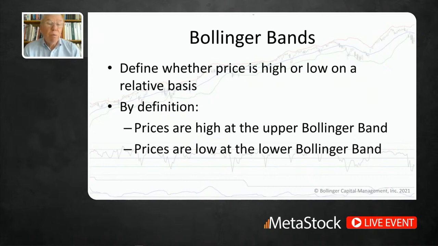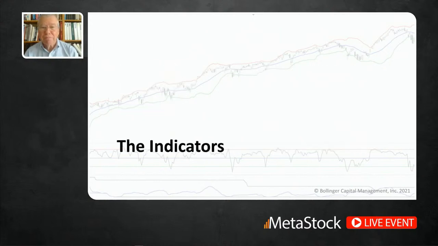Now you're all going to repeat after me loudly. Right, I've turned your cameras on and I've turned your microphones on so I can see and hear you. So don't cheat, right? Prices are high at the upper Bollinger band. Prices are low at the lower Bollinger band. I saw a couple of you cheated and didn't repeat after me, but you get the point.